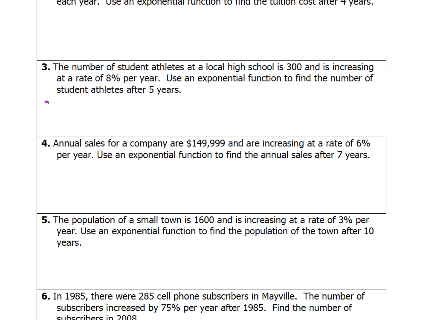So what is A? What's your initial amount? 300, the number of student athletes. Okay, so A is 300. What's R? How do you write 8%?